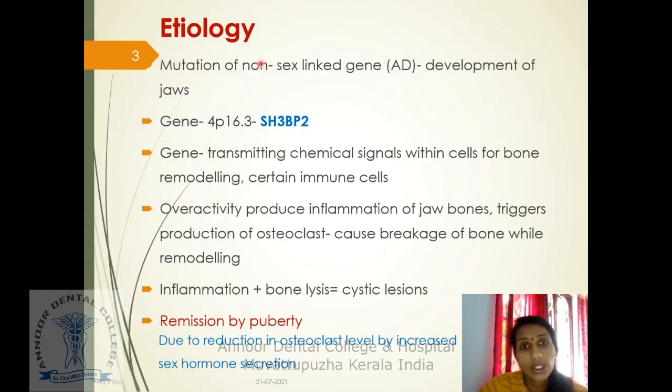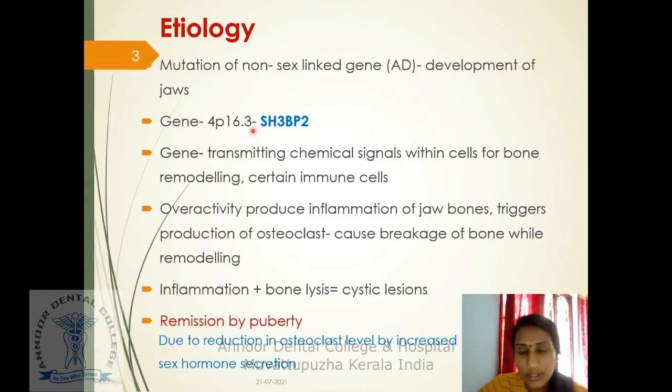When you look at the etiology, it's again a mutation. The mutation is occurring in an autosomal dominant gene, so basically a non-sex-linked gene, which is related to the development of the jaw. This gene is located on the 4th chromosome, on the p arm, and it is called the SH3BP2 gene. So the gene involved here is the SH3BP2 gene.